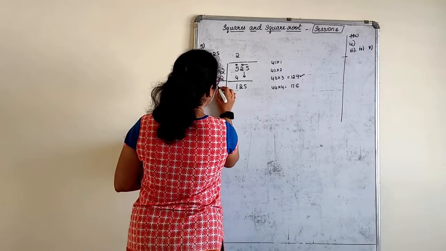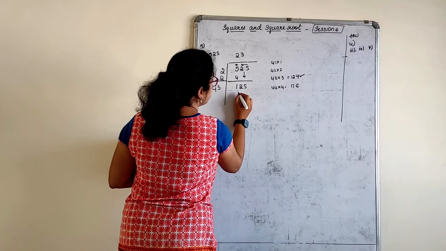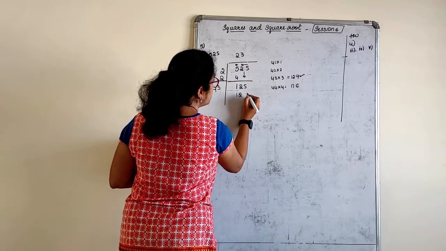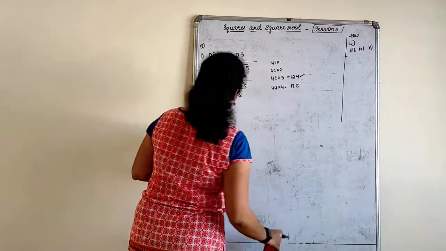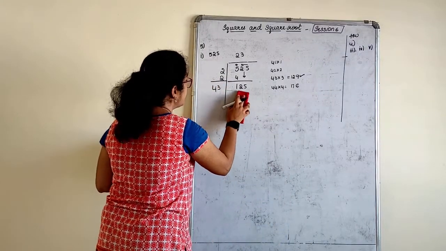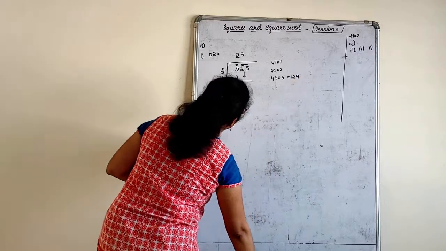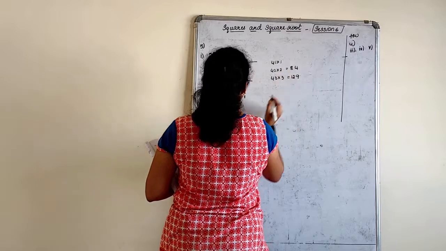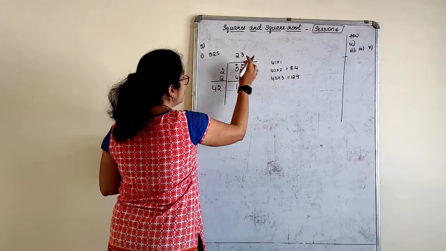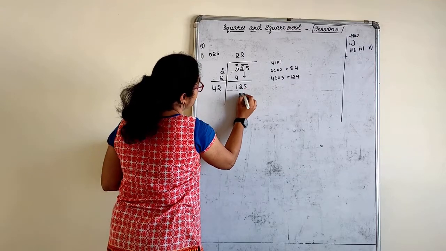So I will write here 43 into 3 will give me how much? 129. Oh, once again, no, we cannot take this. It's 129, right? I completely forgot. So 42 into 2. So 2 2s are 4, 4 2s are 8. So 42 2s are 84.